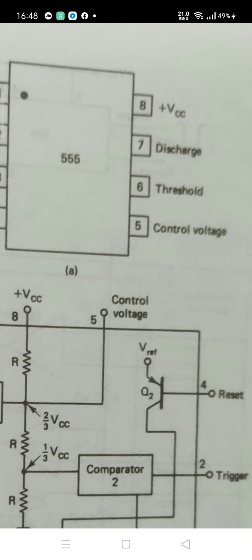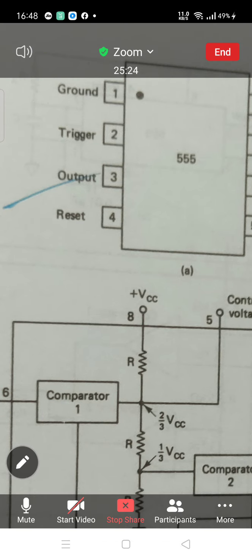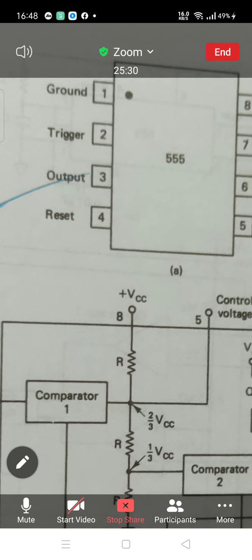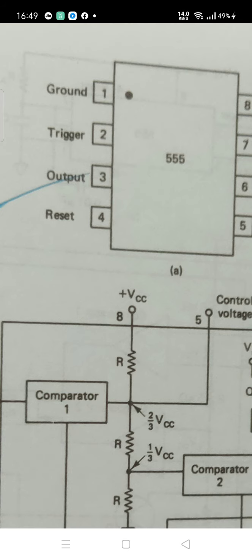555 timer. Now pin 1 here is the ground, so all voltages are measured with respect to this terminal. So pin number 1 is the ground, and all voltages that we measure are measured with respect to this terminal. This is the ground terminal. Okay. Now pin number 2 is known as the trigger.